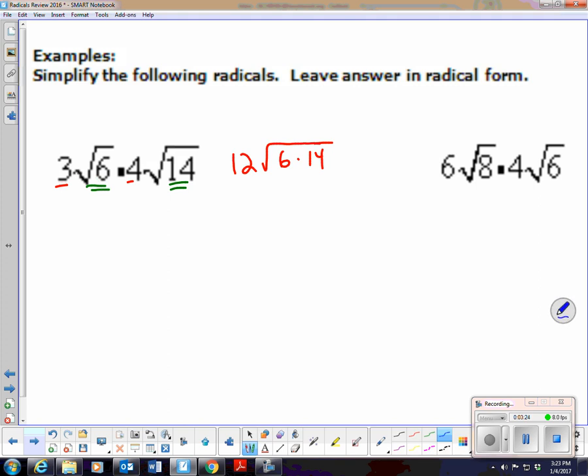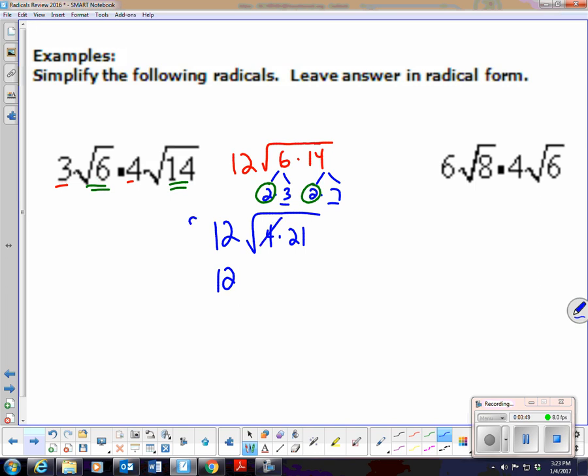When I take the 6 and 14, I can say 6 is 2 times 3 and 14 is 2 times 7. And I can see, oh look, these two 2's can come together and make a perfect square. That gives me 2 outside, and I have these two numbers left, 3 times 7, which is 21. This is the perfect square I was looking for. So the 12 becomes 12 times 2 times the square root of 21, and I end up with 24 square root of 21.